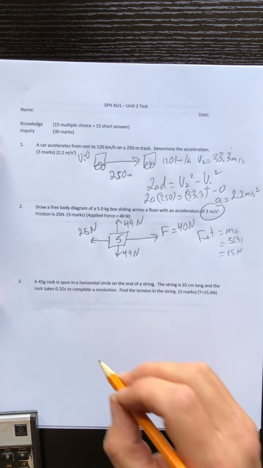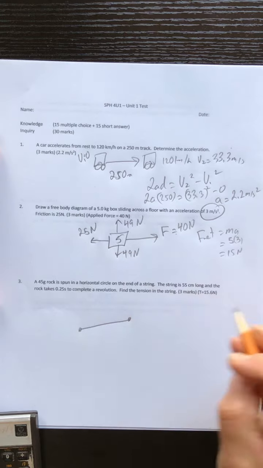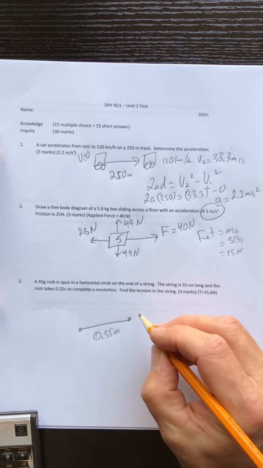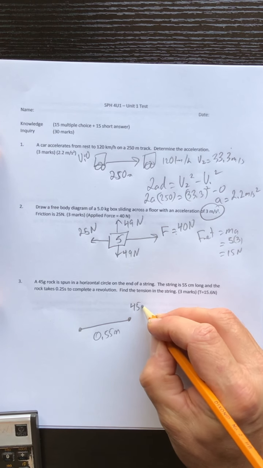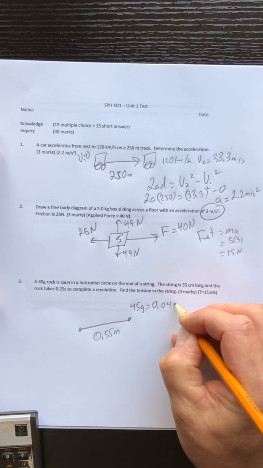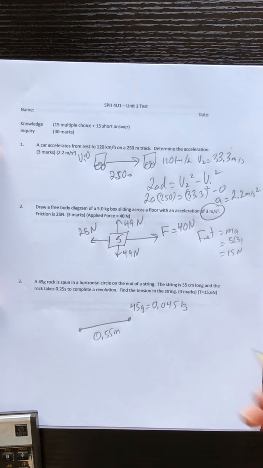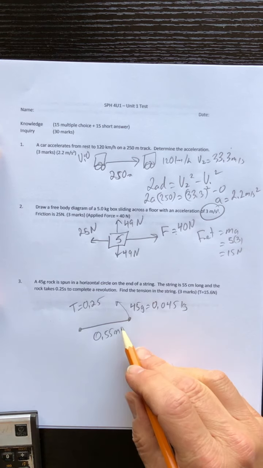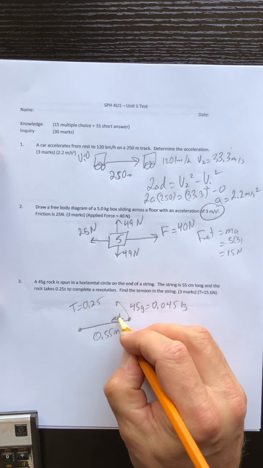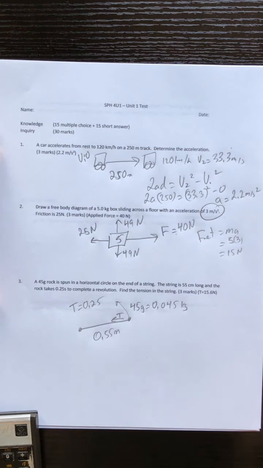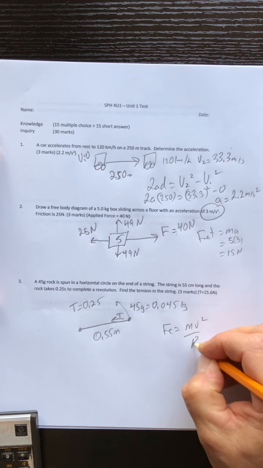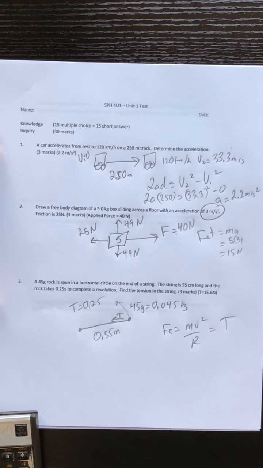A rock is spun 55 centimeters, so that's 0.55 meters. The rock at the end is 45 grams, which equals 0.045 kilograms. And it's being spun around, and the period is 0.25 seconds. I need the tension. The tension's the only force on that rock, so that will be centripetal force. So this formula, mv squared over r, will equal the tension.